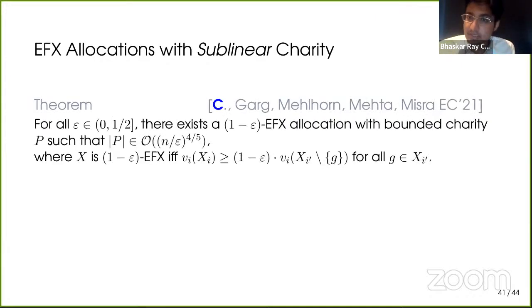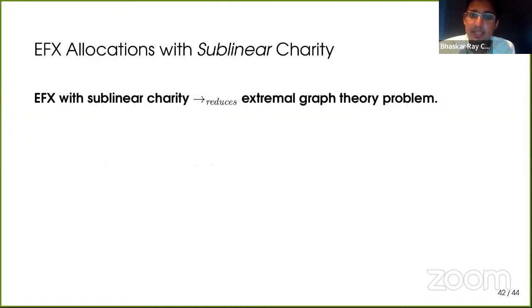And we show that indeed we can. There's a little bit of cheating here because we find approximate EFX, but just ignore that for now. So you find, say, 1 minus epsilon EFX, which is an almost EFX allocation, with the number of goods unallocated being n over epsilon raised to 4 over 5. So it's sublinear here. And the main takeaway is that we can show a connection between improving the sublinear charity and a problem in extremal graph theory.